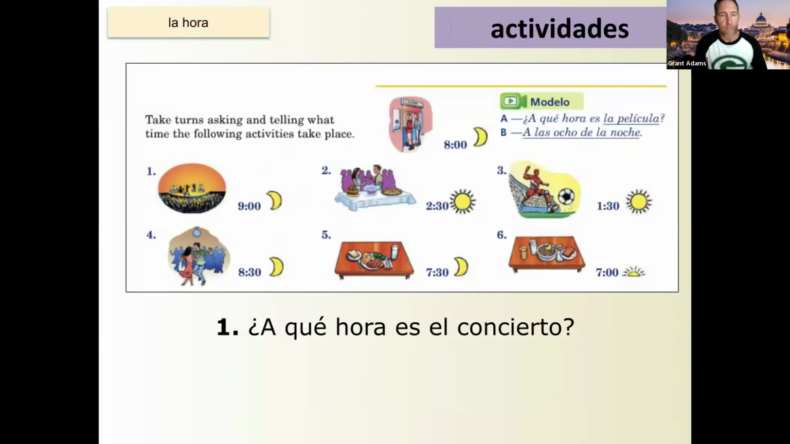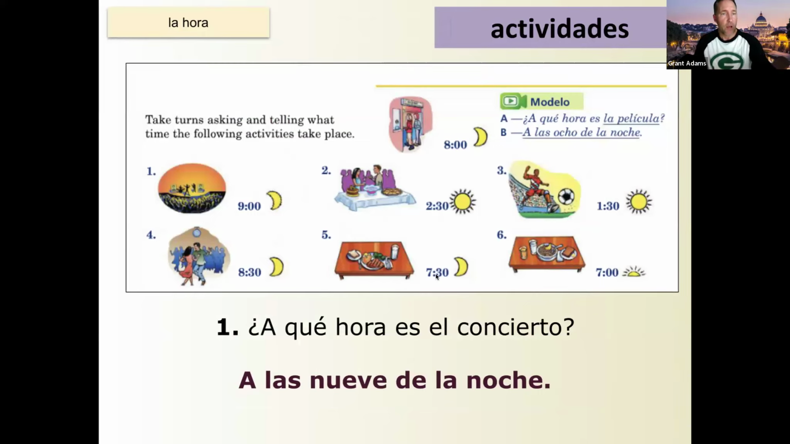Okay. Perfecto. Gracias. ¿A qué hora es el concierto? Por ejemplo, a las 9 de la noche. A las 9 de la noche. Muy bien. Perfecto. El concierto a las 9 de la noche. We got a 9 and we got a moon there. I'm assuming it's night. A las 9 de la noche.